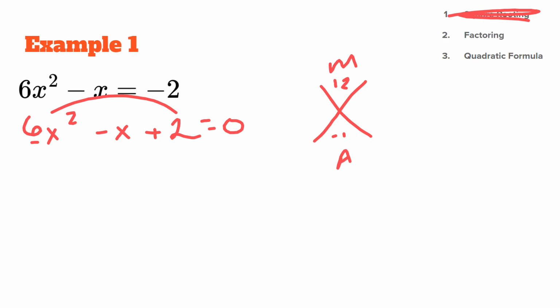The problem is, nothing works. Nothing multiplies to 12 and adds to -1. So this means that factoring also is not going to be an option for us. The only way that we can actually solve this equation is with our quadratic formula.